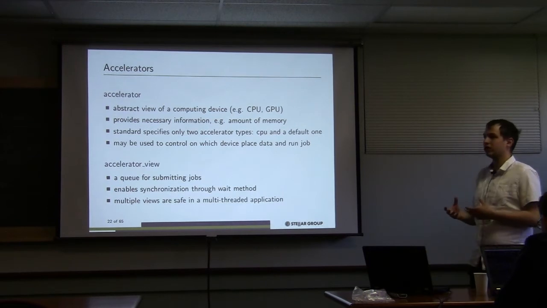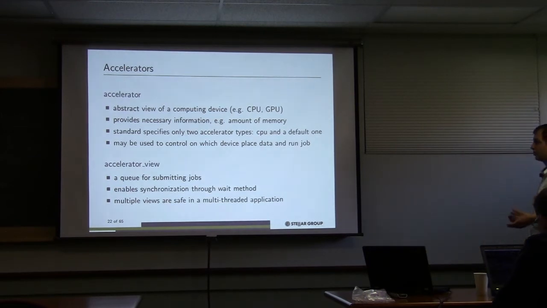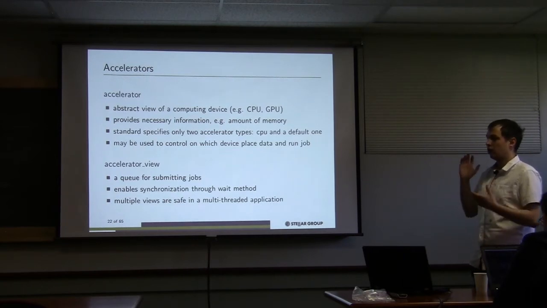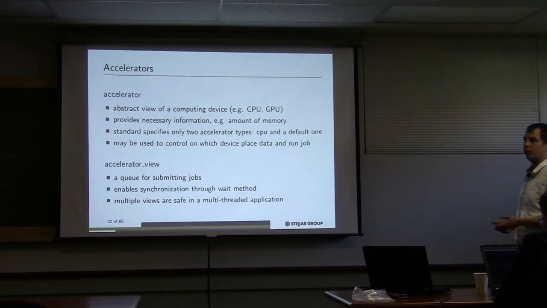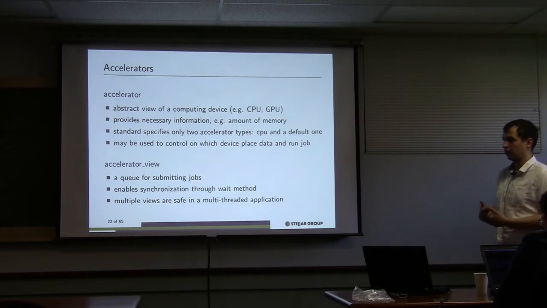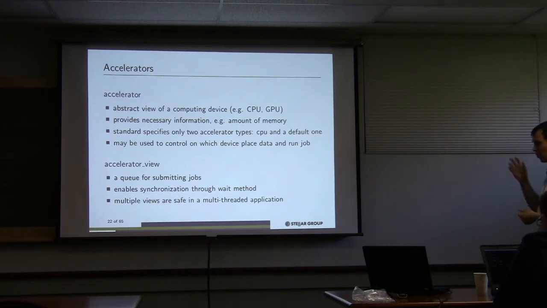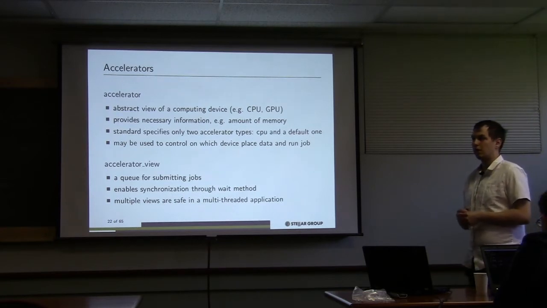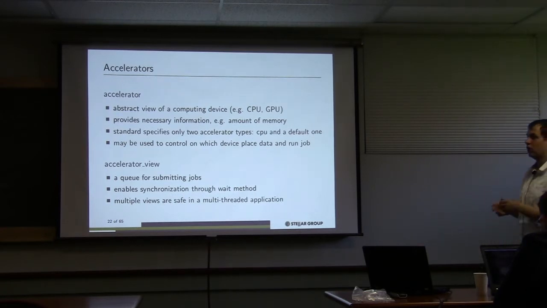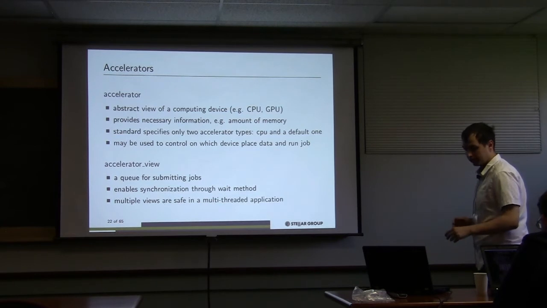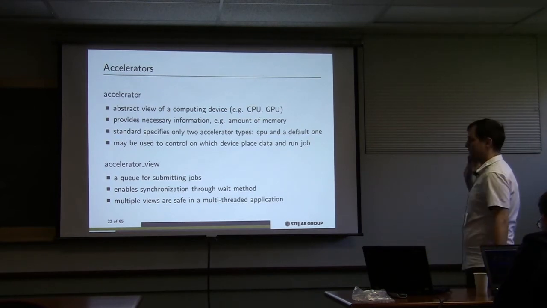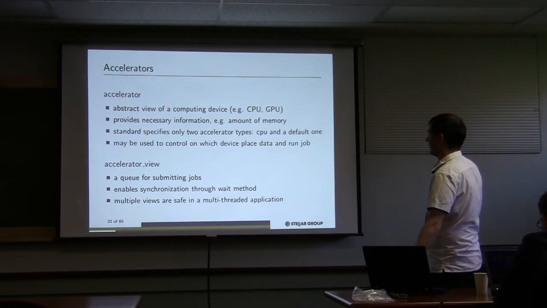Accelerator view works like a queue in OpenCL, if someone knows it. It means that you can use the accelerator view to control, for example, waiting for the ending of a job. You can use multiple views in a multi-threaded application. You can also just have one accelerator view. So this is how we send jobs.